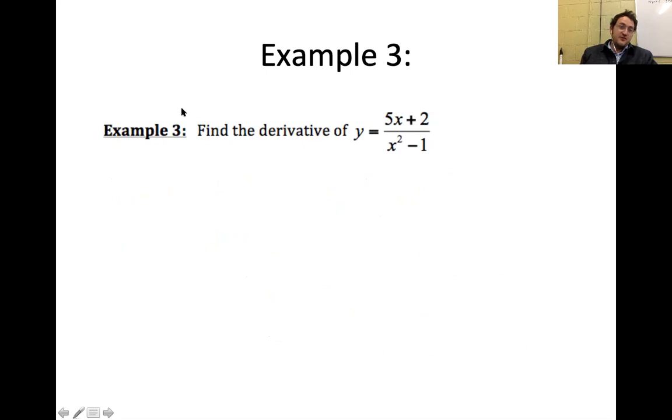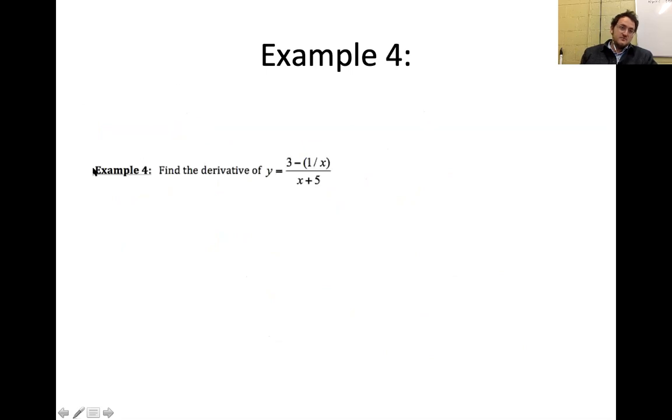Let's take a look at another example. This one actually looks a little bit worse because we have a fraction within a fraction, but I promise you it is not that bad. So write this instead: 1 over x is x to the negative 1. And the bottom part really isn't too bad at all. So that's your f, there's your g.